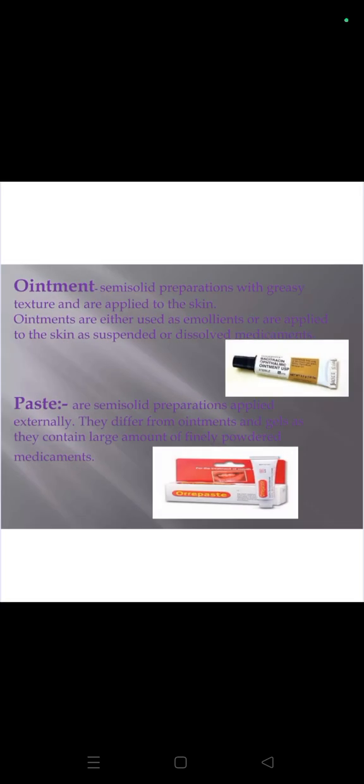Then ointment. Semi-solid preparations with a greasy texture that are applied to the skin. Ointments are either used as emollients or are applied to the skin as suspended or dissolved medicaments. Then pastes are semi-solid preparations applied externally. They differ from ointments and gels as they contain a large amount of finely powdered medicaments. Pastes are semi-solid preparations intended for external application on skin. Jellies are transparent or translucent non-greasy semi-solid preparations mainly used for external application.